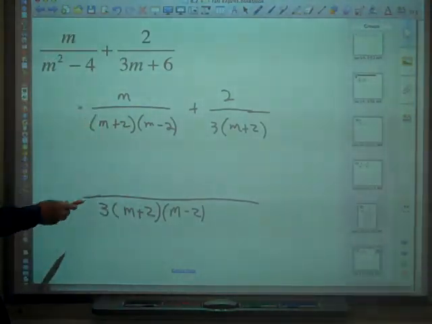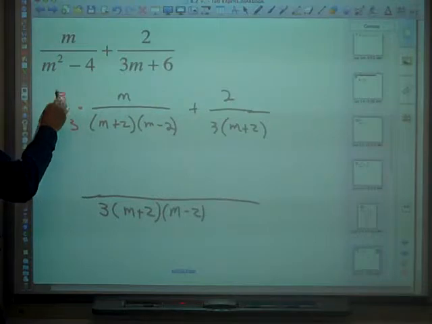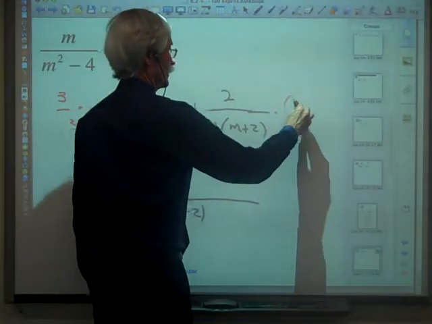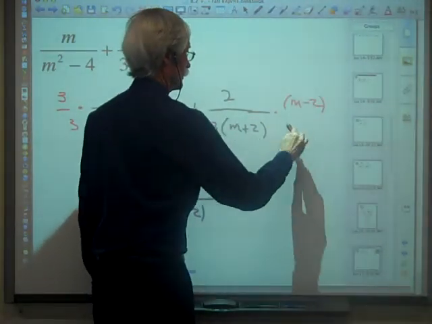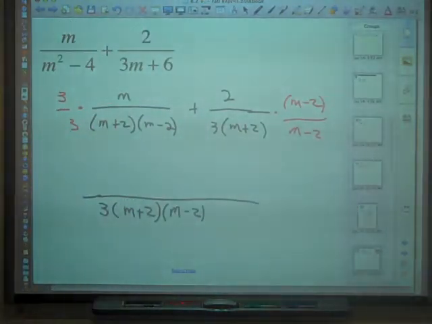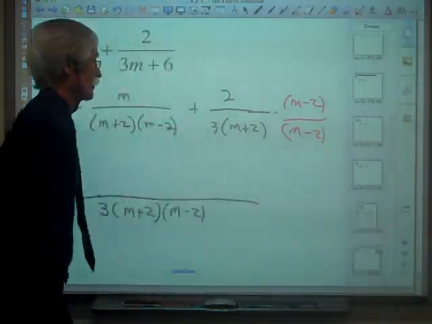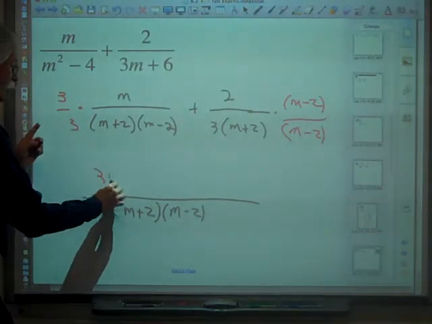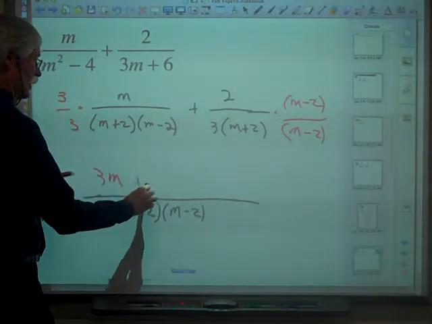So what does this need? Just 3. What does this need? Yeah, it's 2 times m minus 2. Then you get 3m plus 2. So it's 3m plus.